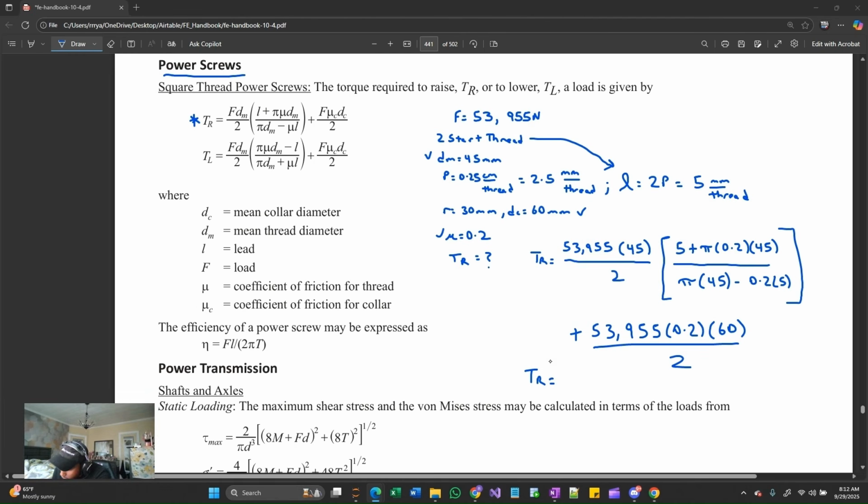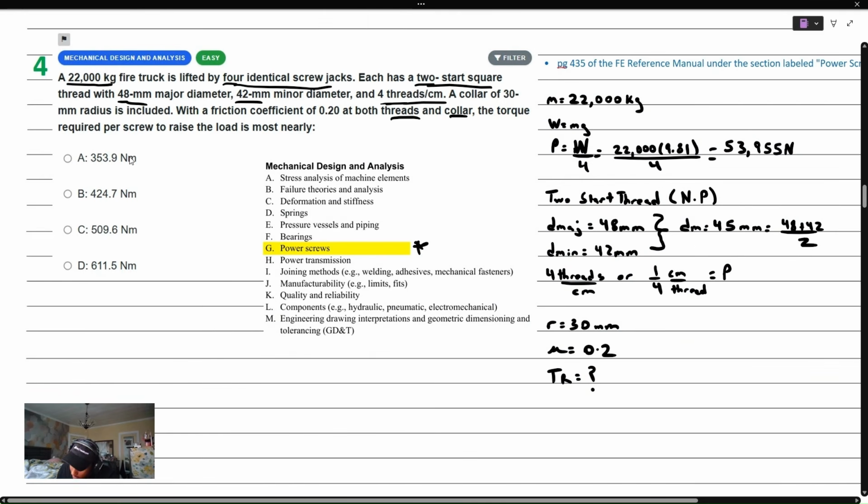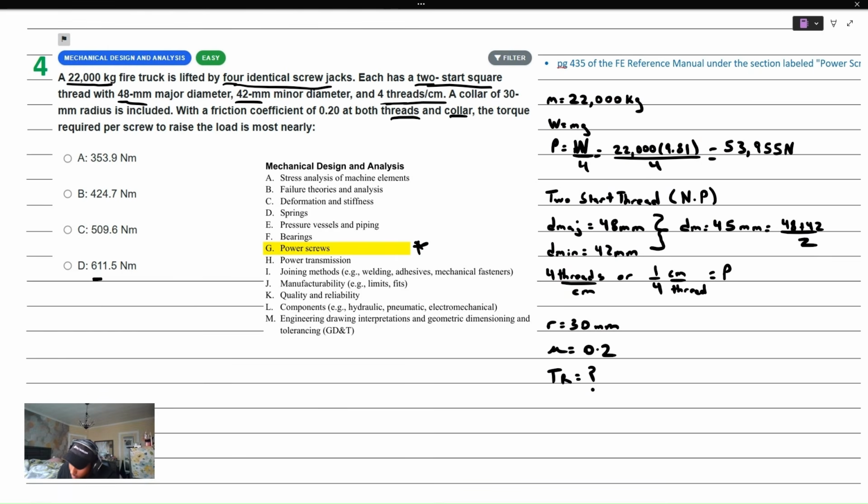I got 611,499, and that is in Newton millimeters, since all our dimensions were in millimeters. If we convert that to Newton meters, it's around 611 and a half Newton meters. Let's go ahead and check the answer choices to see what that corresponds to. That corresponds to answer choice D over here. Let's go ahead and move on to the next problem.